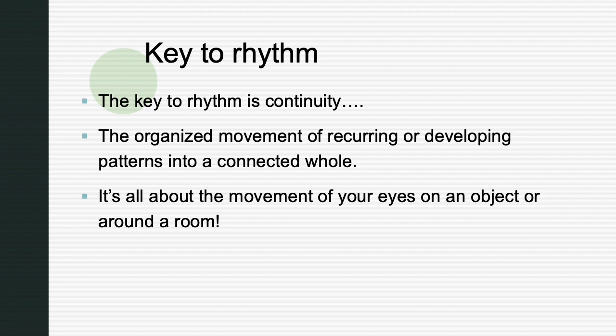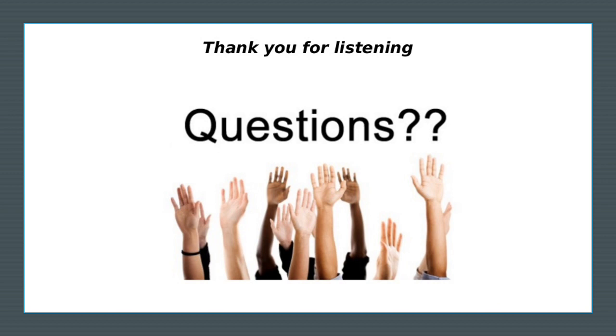These are the key points of rhythm. Number one is continuity, the organized movement of recurring or developing patterns into a connected whole. It's all about the movement of your eyes on an object or around a room. All three create rhythm.